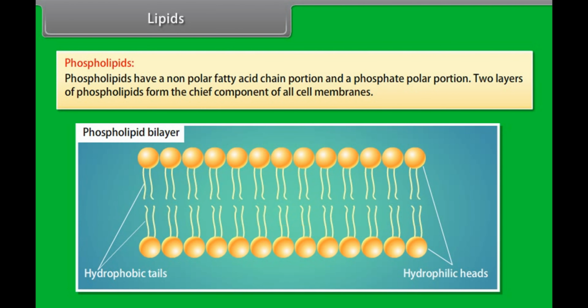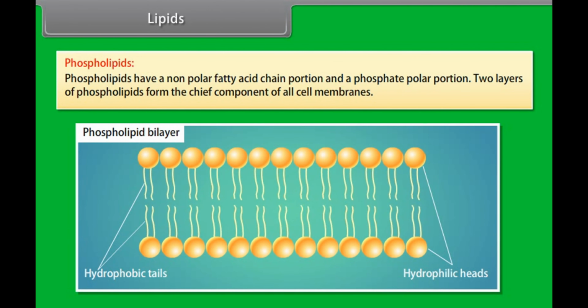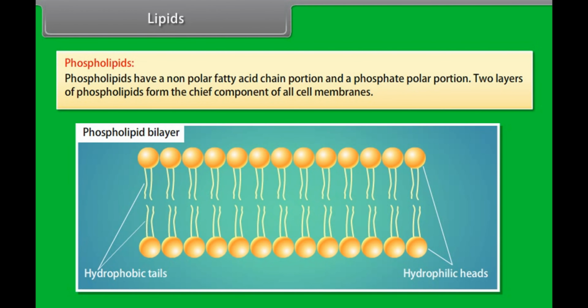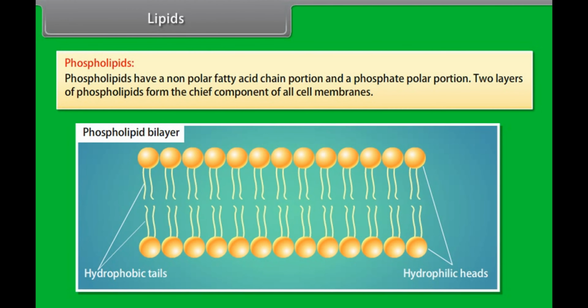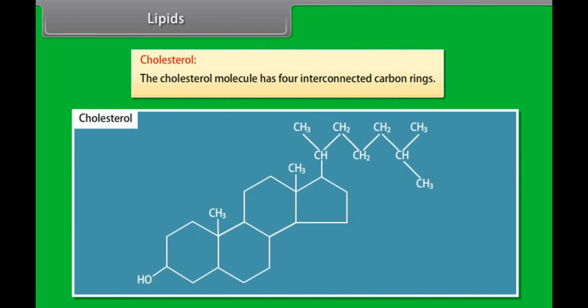Phospholipids. Phospholipids have a non-polar fatty acid chain portion and a phosphate polar portion. Two layers of phospholipids form the chief component of all cell membranes. Two layers of phospholipid molecules self-assemble so that their hydrophilic heads form the surface and interior of the membrane, and the hydrophobic tails face each other. Cholesterol. The cholesterol molecule has four interconnected carbon rings.